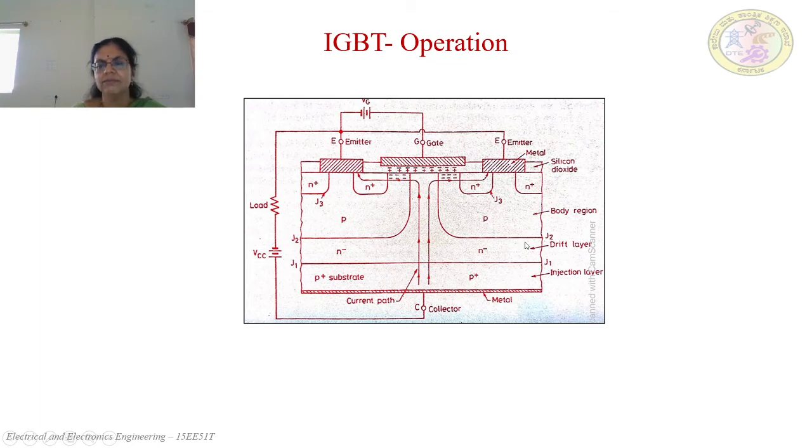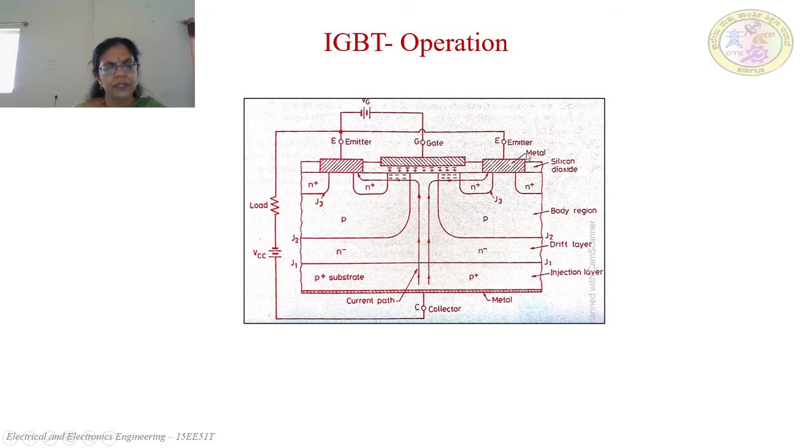The thickness of the drift layer determines the voltage blocking capability of the IGBT. You can see here the metallic layer. Metallization provides metallic contact between the semiconductor and the terminal. And as we mentioned in the structure, there is a silicon dioxide layer, this gap portion.